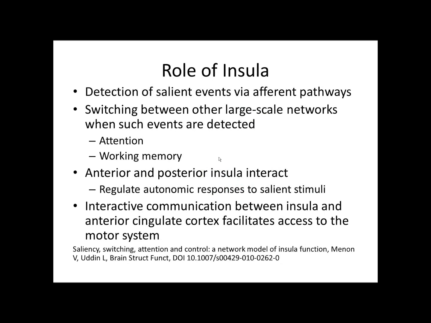So the salience network is a combination of structures including the insula. It also involves the cingulate gyrus, and particularly the anterior aspect of the cingulate gyrus, where it's associated with detection of salient events via the afferent pathway. So we have these incoming sensory pathways that we talked about at the very beginning briefly. How do we determine what's important about those incoming sensory inputs, and what should receive our attention and what should be ignored? And so the insula is part of that monitoring system.